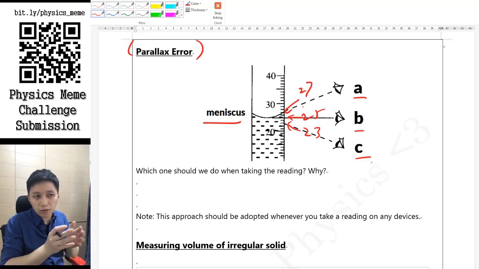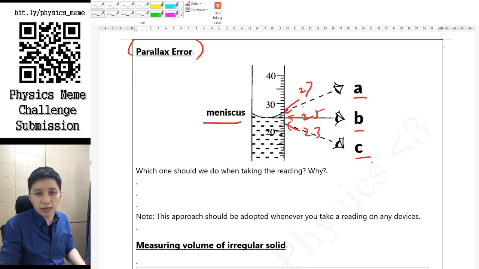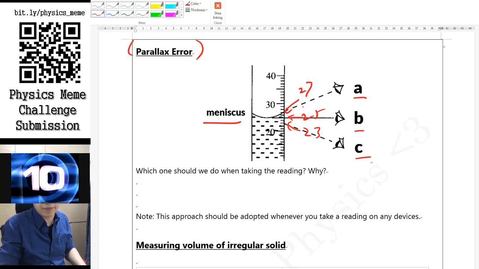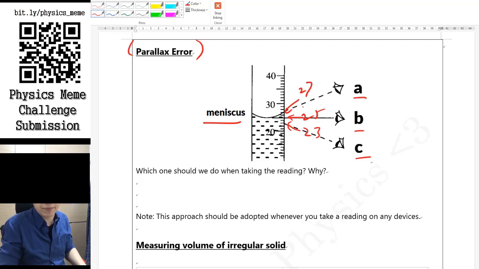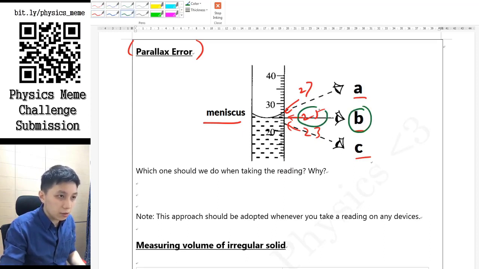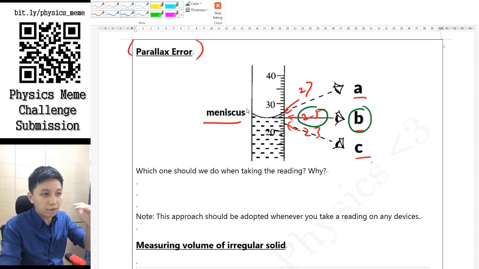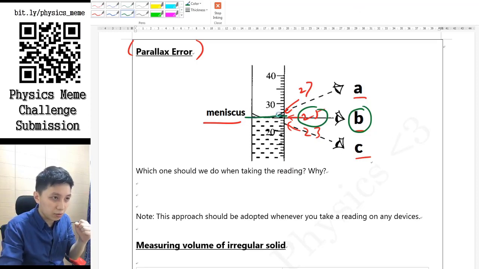Okay, so you can see that even for the same sort of liquid and measuring cylinder, with different perspectives, you see different things. So which one do you think should be the one that we take and record down? The answer is actually B. Okay, so 25. That means you have to look at the bottom of the meniscus, okay, the bottom of this.